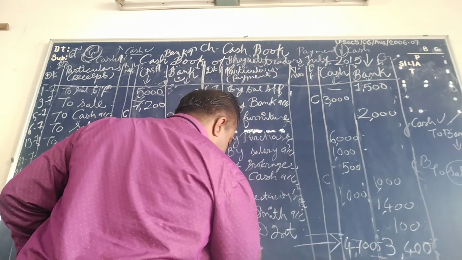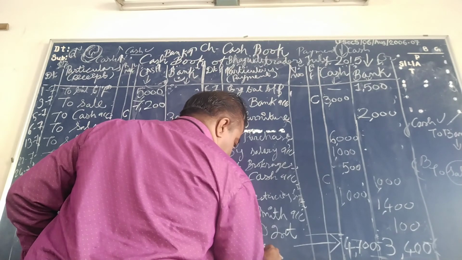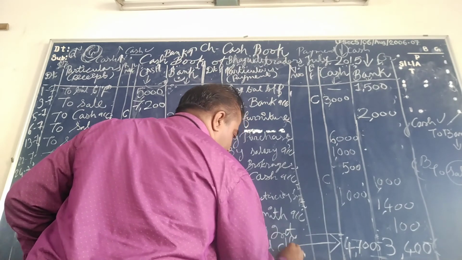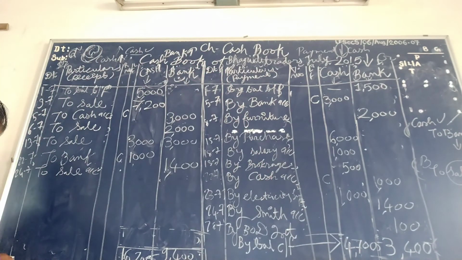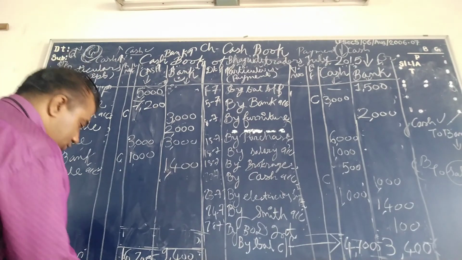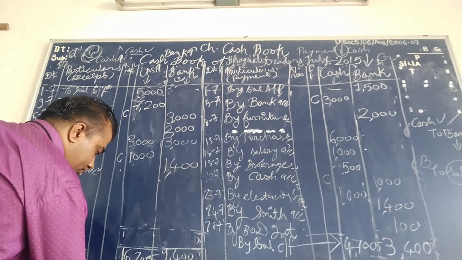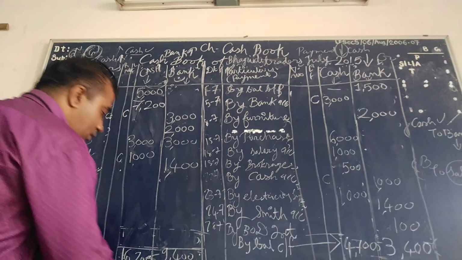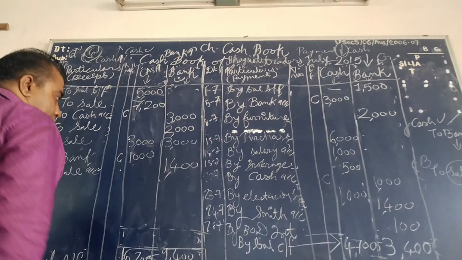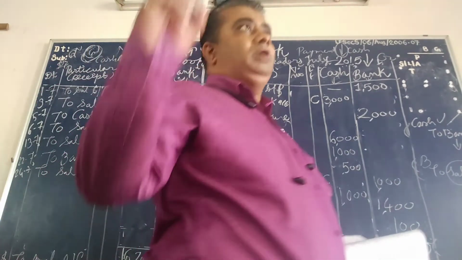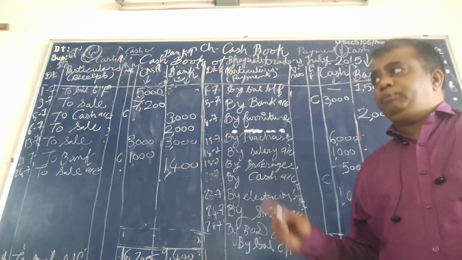Here we write by balance carry forward. We carry it forward to the next month, means on 1st August we write to balance brought forward. It is 4,700 in the cash column, and in the bank column 3,400. I hope that you have understood this sum thoroughly, you have digested this sum properly.